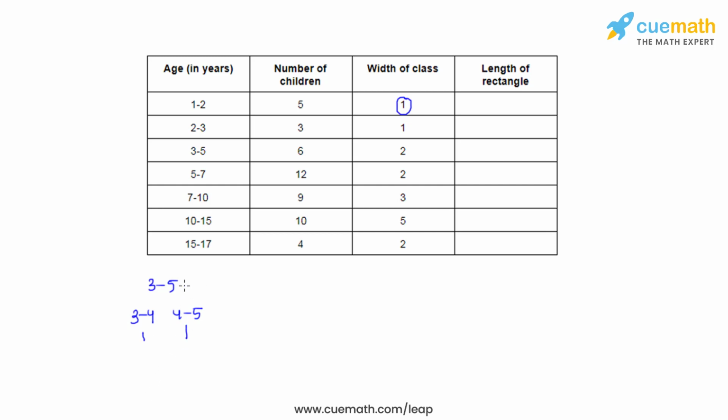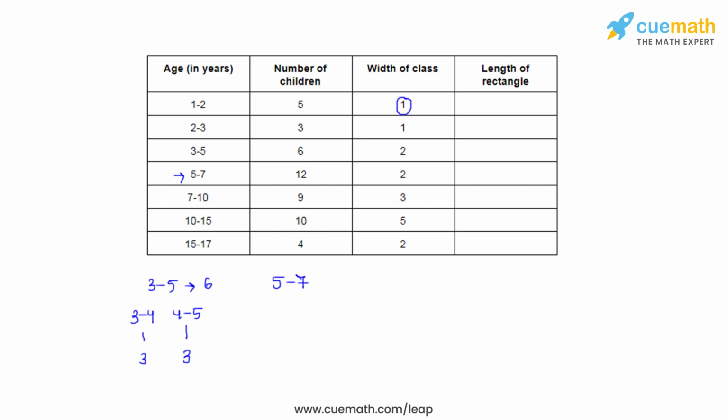Now the frequency for the class interval 3 to 5 was 6, which must get equally divided to 3 to 4 and 4 to 5. So each subclass interval gets a frequency of 3. So this is how we do it. Now similarly, for the class interval 5 to 7, we can again make two subclass intervals, and the frequency of each subclass interval will be 6 because the frequency associated with the main class interval is 12, which must get equally divided into two subclass intervals.